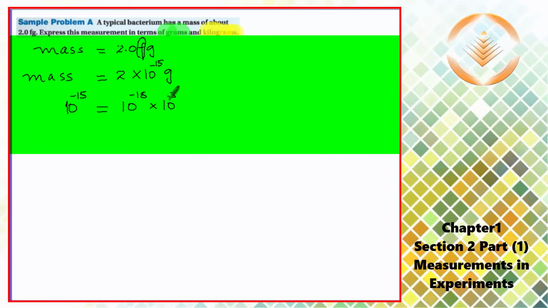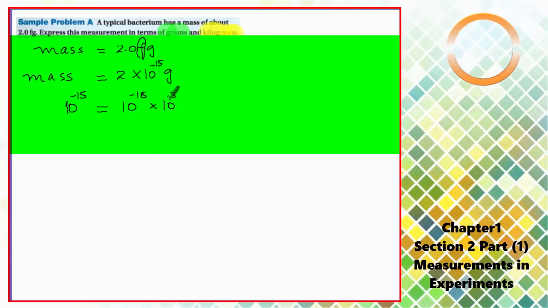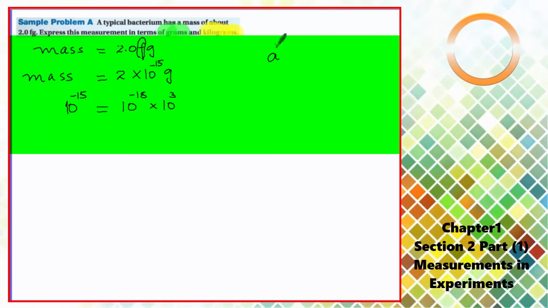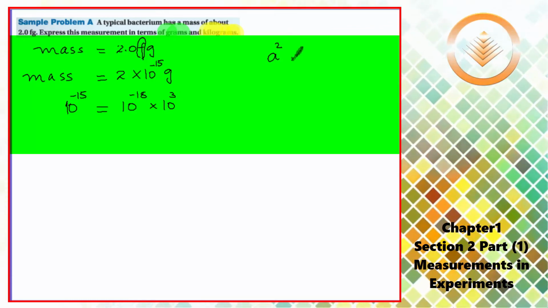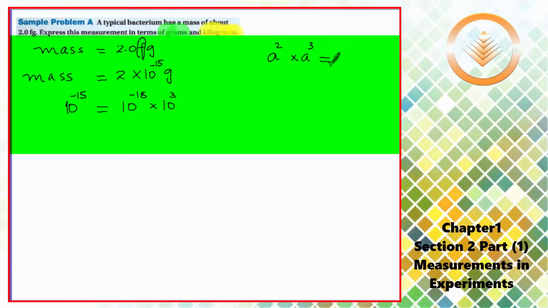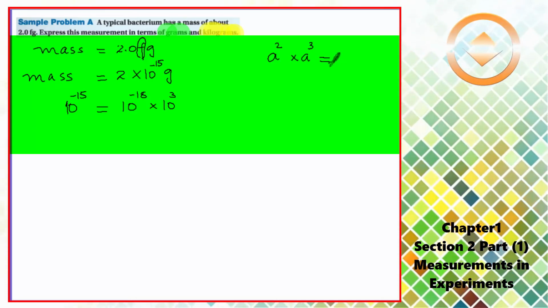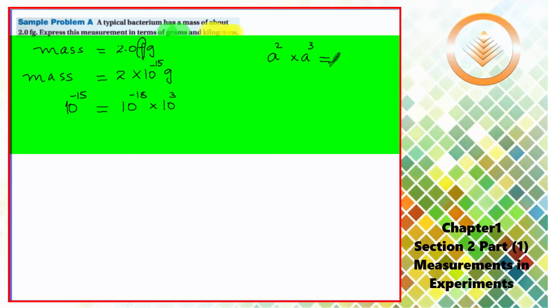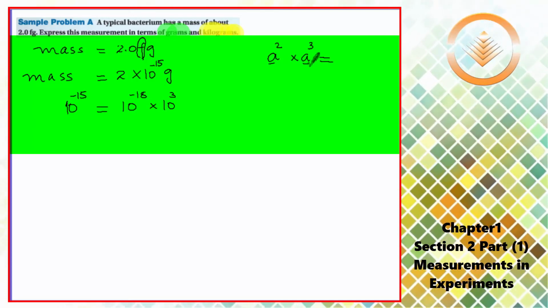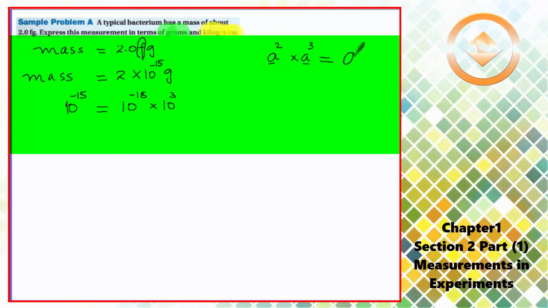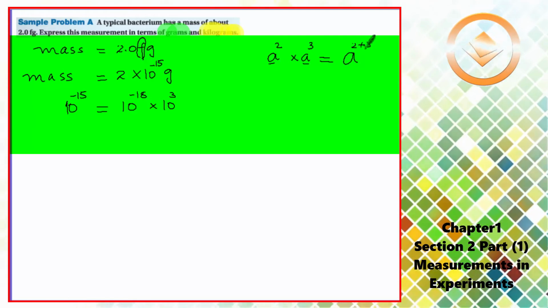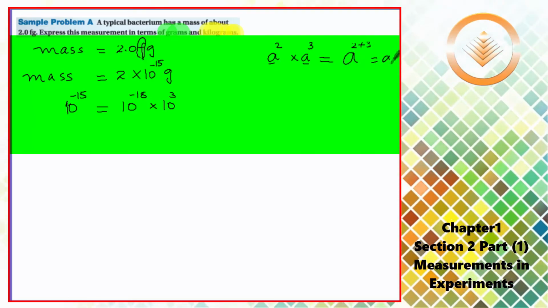We get this from the rule of exponents. If we have a to the power of 2 multiplied by a to the power of 3, when you are asked to multiply these exponents, make sure that they have the same base. Do they have the same base? Yes, they have the same base. So from the rule of exponents, you take the base a and add the exponents, 2 plus 3. So this is equivalent to a to the power of 5.